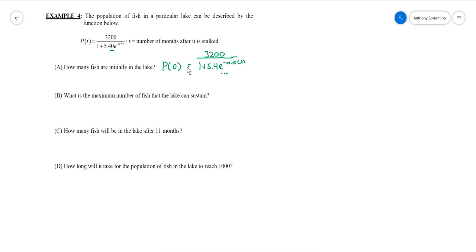Since I have an exponential function here, this becomes 0. Anything to the 0 power is 1. So all of this over here is basically 1. So I basically have 3200 over 1 plus 5.4, which is 3200 over 6.4, which is equal to 500 fish. So there were 500 fish initially in the lake when it was stocked. They stocked it with 500 fish.